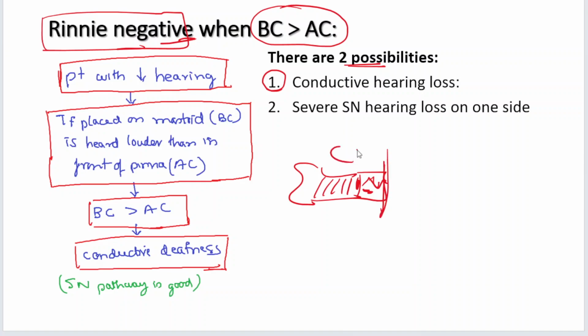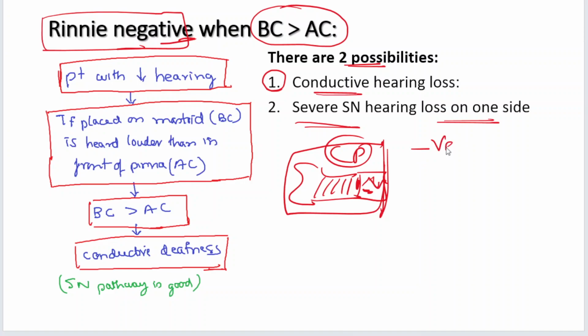Till here there is the conductive pathway and there is some problem here. So it is happening here. And also in severe sensorineural hearing loss on one side, which we call false negative Rinne, we will come to that. Okay. So there are two possibilities. In Rinne positive also there are two possibilities, normal and sensorineural. In Rinne negative also there are two possibilities, conductive and severe sensorineural hearing loss on one side.